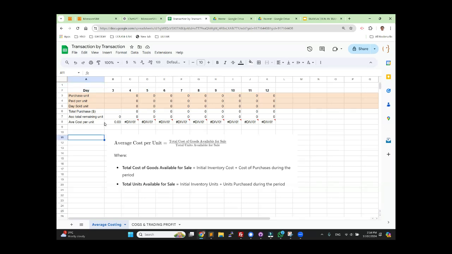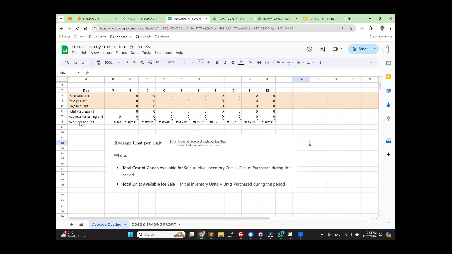Let me take you maybe a step back a little bit. So this is day 3, 4, 5, 6, 7, 8, and so on, right? This is the purchase unit for the day. Currently it's 0. This is how much I pay per day, 0. How much I'm selling per day, units sold per day, 0. Total purchase, nothing. Accumulated total remaining unit, nothing.